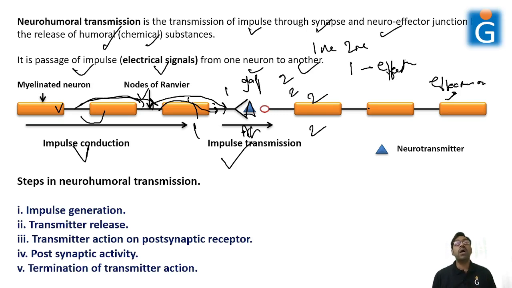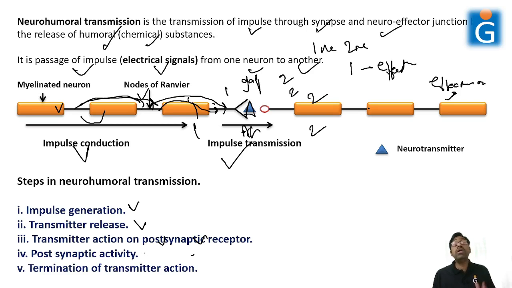We are going to see now the steps involved in neurohumoral transmission. The first step is impulse generation, where the actual nerve impulse gets generated. We are going to see in detail how it gets generated. The second one is transmitter release. The neurotransmitter is released in the synapse or neuroeffector junction, which allows the transmission of the nerve impulses. The third one is the transmitter action on the postsynaptic receptor. The neurotransmitter is released and acts on the postsynaptic receptor.